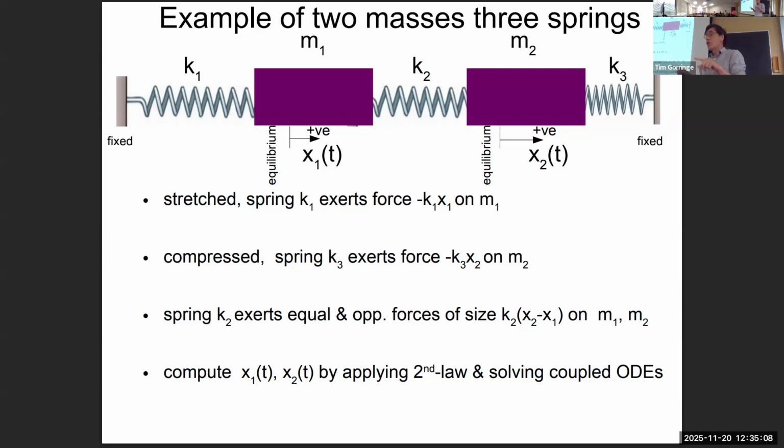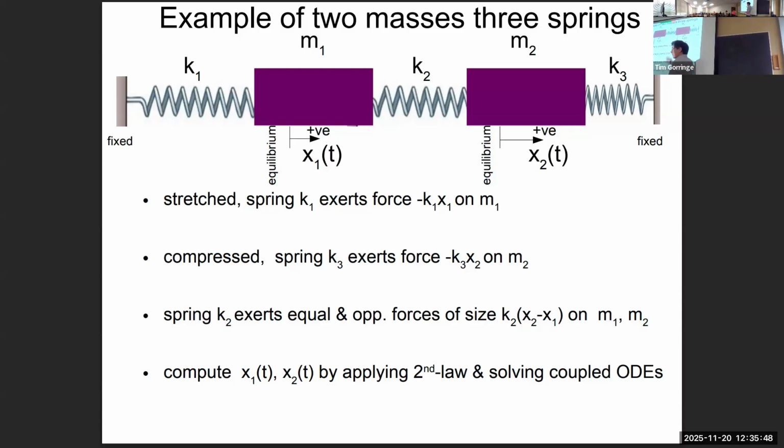I've given names to the various quantities that are involved in the problem. So we've got two masses, M1 and M2. We've got three springs, K1, K2, K3. The independent variable is time. So we're going to watch the positions of the masses over time. The dependent variables are the position of the left-hand mass, which I called x1, and the position of the right-hand mass, which I called x2. And that's what we want to solve for, and we're going to do it a bit analytically, and then we'll do it numerically.